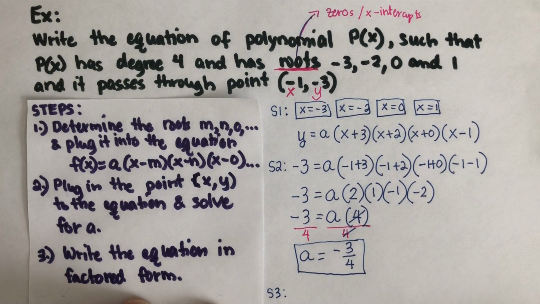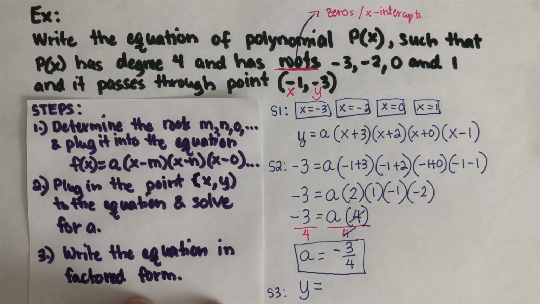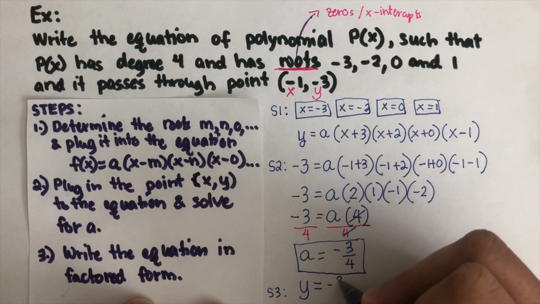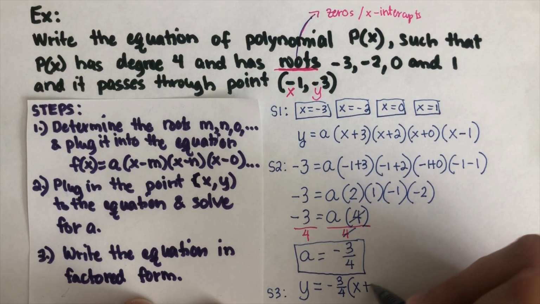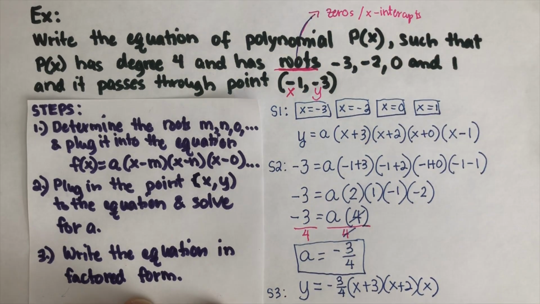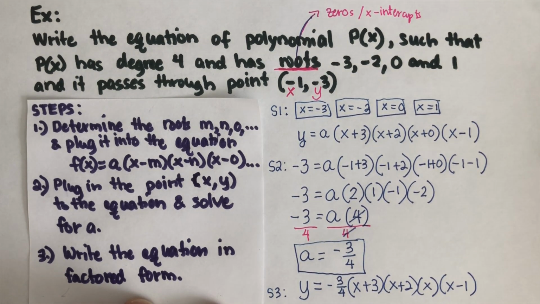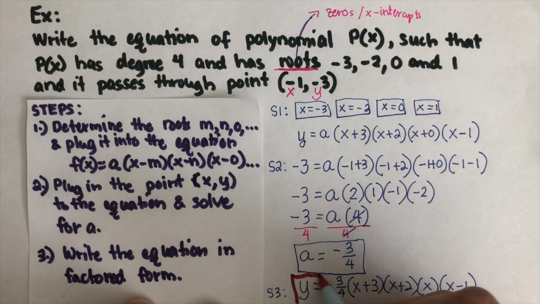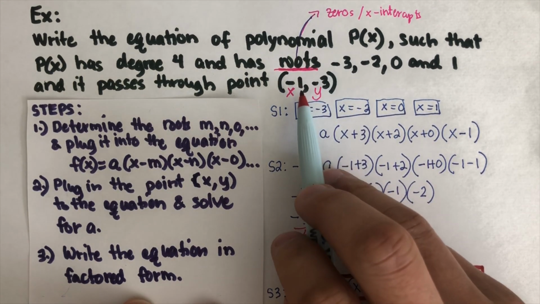The final equation that we have is y equals negative 3 over 4 times (x plus 3), then (x plus 2), x plus 0, which I don't need to write, and (x minus 1). And this is the equation for this problem, given those zeros and point.